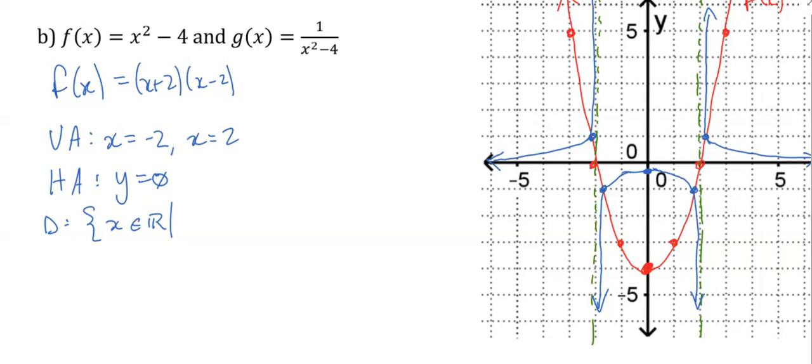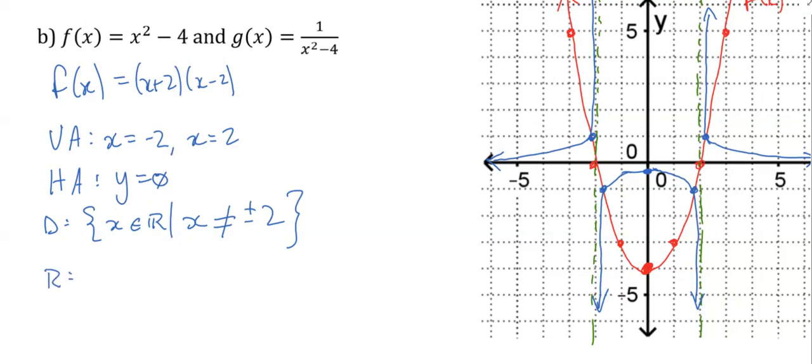Does anybody want to try the domain? Abdul? What about them? X cannot be. Yeah, so x not equal to ±2, but it exists everywhere else.